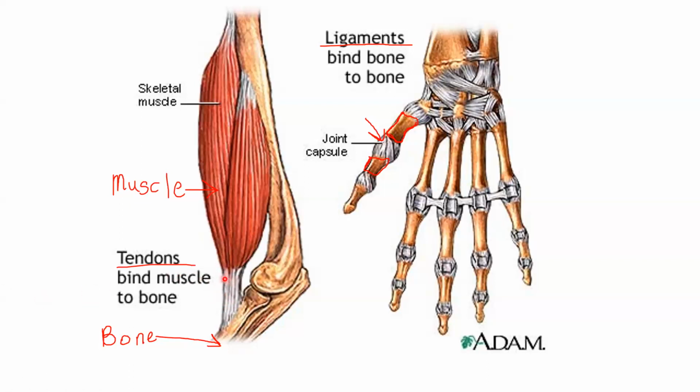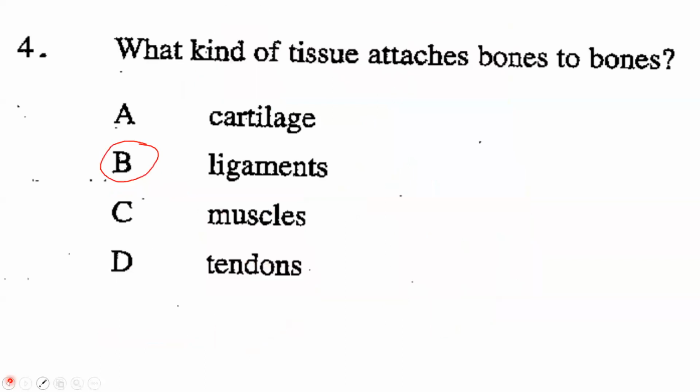Tendons, right there. This tendon right there attaches this muscle. So, like you said, tendons. The tendons attach this muscle to this bone. So if we want to do muscle to bone, that's going to be a tendon. But if we're going to do bone to bone, that's going to be ligaments. So let's go back to this question. What attaches bone to bone is going to be ligaments.